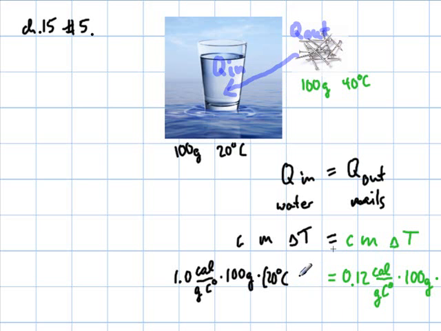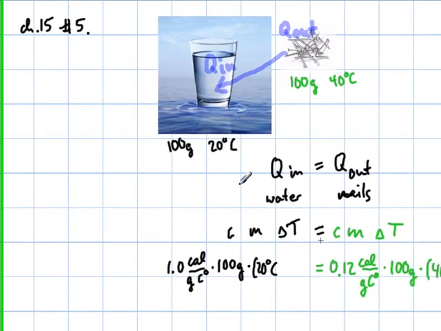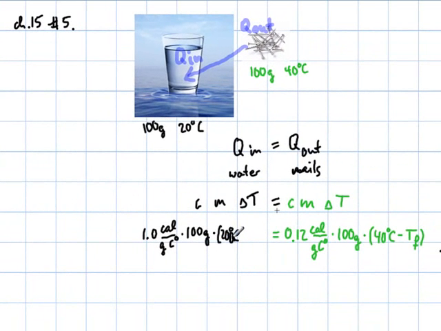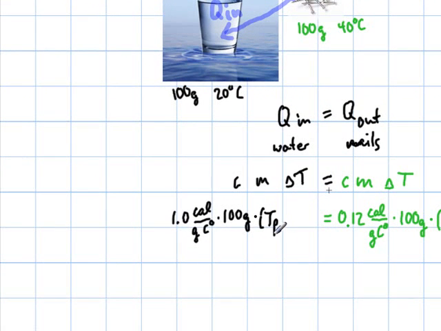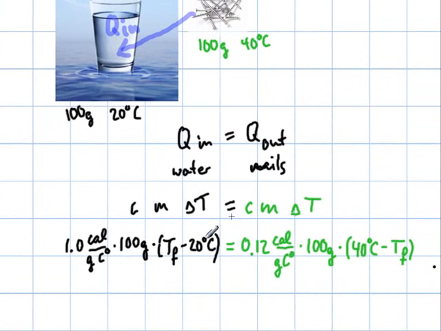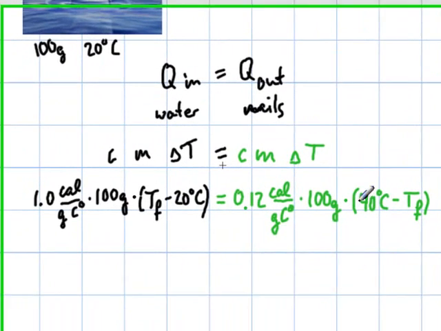Minus, oops, I actually did that slightly wrong here. Let me see if I can fix that. Because I wanted to write the final temperature first, minus 20 degrees Celsius, and the reason is that the water will heat up. So with the final temperature larger than 20 degrees, I have a positive here, and over here the nails are going to cool down, so with the 40 minus the final temperature, I also have a positive over here.